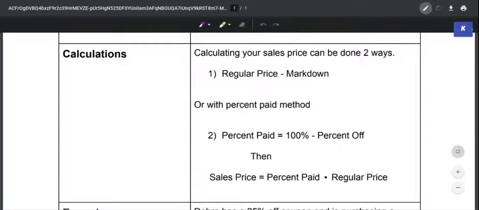So for calculating the sales price, the first way is to take your regular price and subtract the markdown price. The markdown price is what we were finding in the last section. That's the first way you're going to do it. You're going to find that markdown price and then just subtract it.